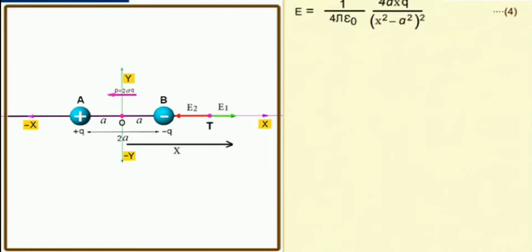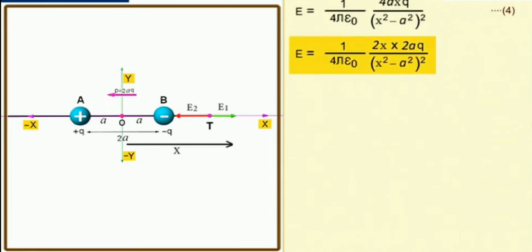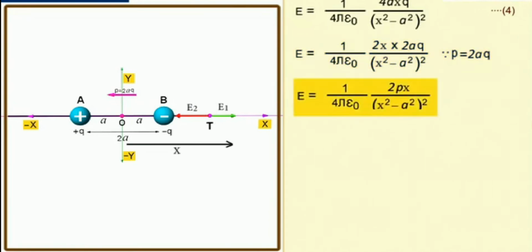On further solving equation 4, we get E = 1/(4πε₀) × 2x × 2aq/(x²-a²)². Please note that in this equation, 2aq is the magnitude of the dipole moment P. Therefore, E = 1/(4πε₀) × 2px/(x²-a²)². Let us label this as equation 5.